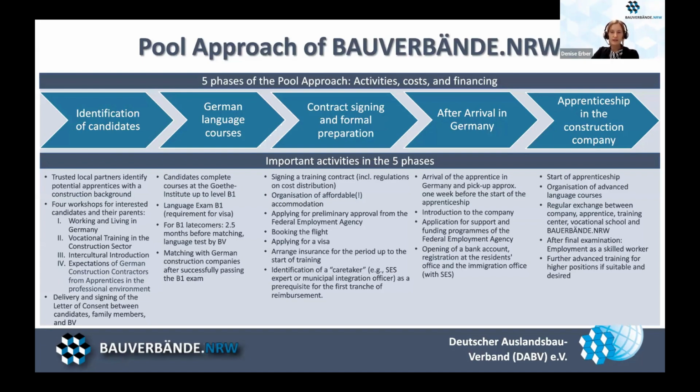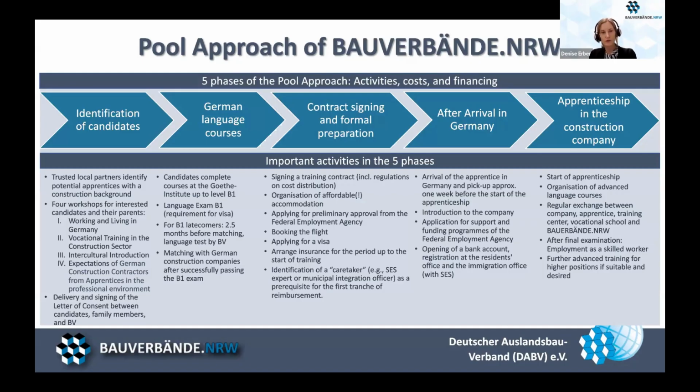We will go into detail in the next slide. So the pool approach basically aims to match German construction companies with suitable candidates from non-EU countries to complete an apprenticeship in Germany. And considering the low chances of receiving recognition of previous qualifications and certificates in the skilled craft sector, Bauverbände believes that migration into the dual vocational education and training is currently the most practicable way to utilize the opportunities offered by the Skilled Workers Immigration Act.